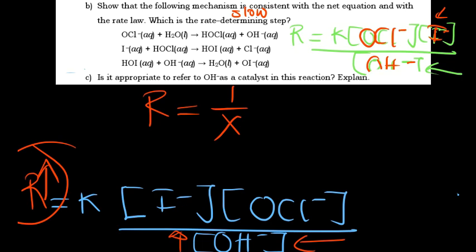If X becomes 100, it means that value will reduce. If it becomes less, R will increase. So it is not a catalyst because it doesn't speed up the rate of the reaction. Instead, it slows it down. So we can instead call it an inhibitor instead of it being called a catalyst.